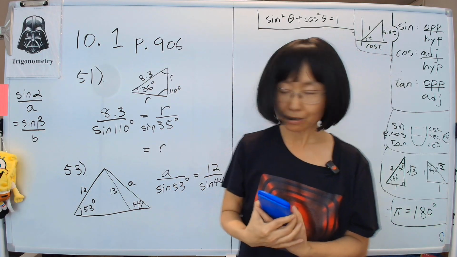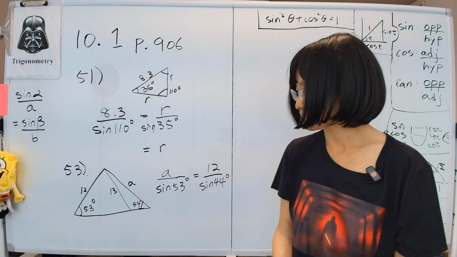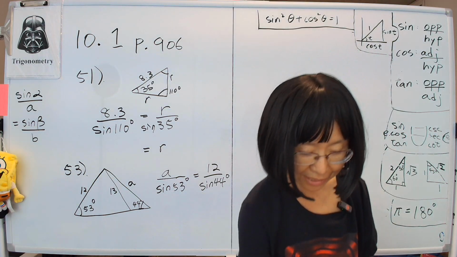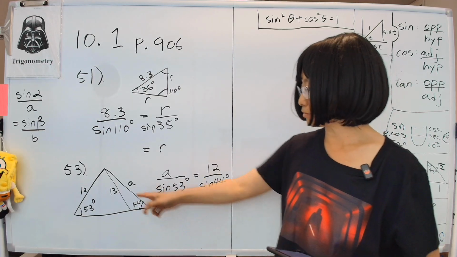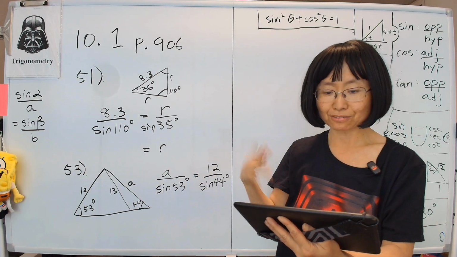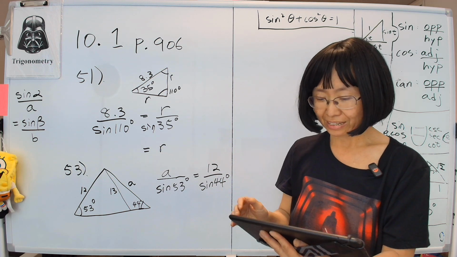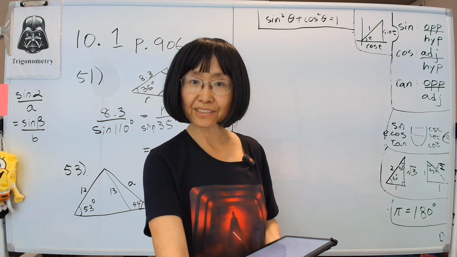Let me see, what problem is that? 53, 13.8. Yep, that is correct. So that is one quick answer to a. And then you might wonder, what's that 13 for? That's just here to throw you off. It's not for anything at all. Okay, so next. I will finish this section in the next video.